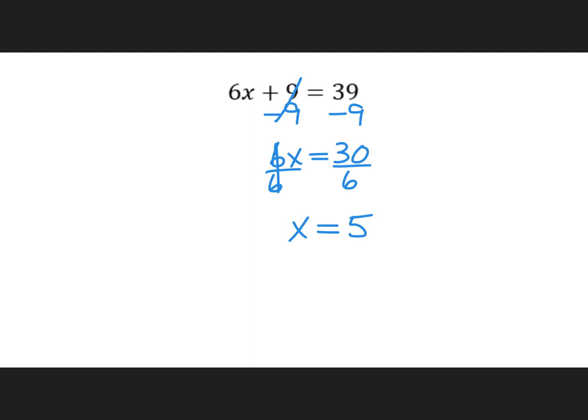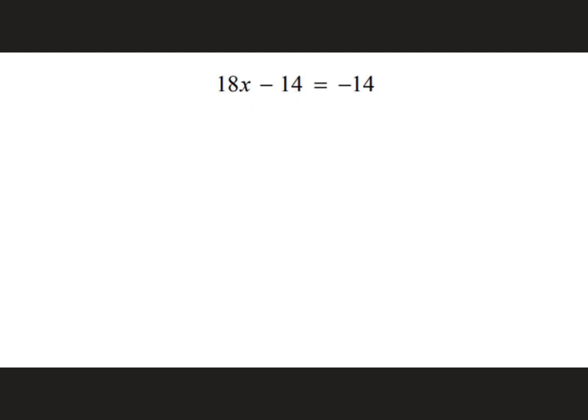All right, let's go for another one. What are you going to get rid of first? If you said the negative 14 that was bothering the x, I would agree. So I'm going to get rid of it with a plus 14. And I do that to both sides. And this becomes a 0, and 18x plus 0 is just 18x equals.